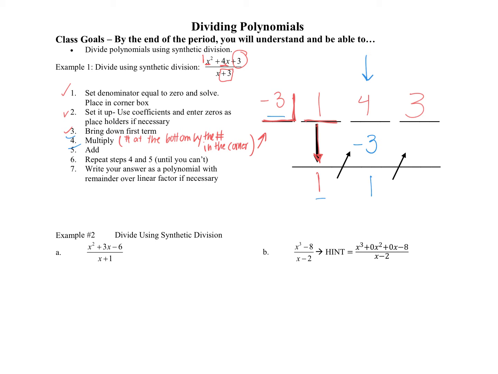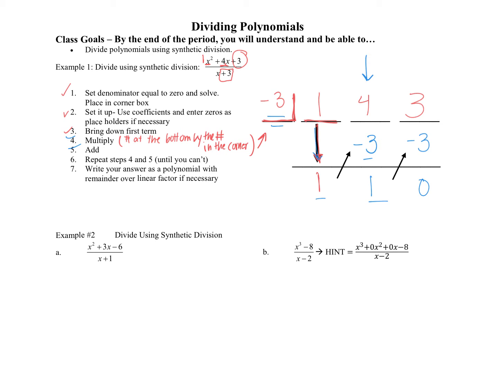So, I've done the first step, right? I brought down my 1, and I multiplied. So -3 times 1 is -3. Then I added. 4 minus 3 is 1. Then I go back to my multiplication. So it's -3 times 1. And -3 times 1 is -3. And 3 minus 3 is 0.